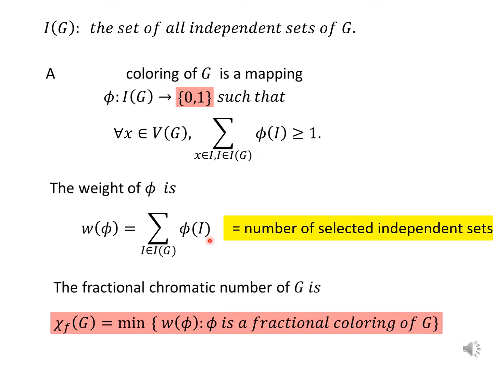And the weight of such a mapping is just the number of selected independent sets. So if you minimize the number of independent sets that cover all the vertices of G, you get the chromatic number of G. That is why if instead of {0,1} we put the interval [0,1], this becomes the fractional chromatic number. Each independent set may be half selected or quarter selected, so it's fractional.